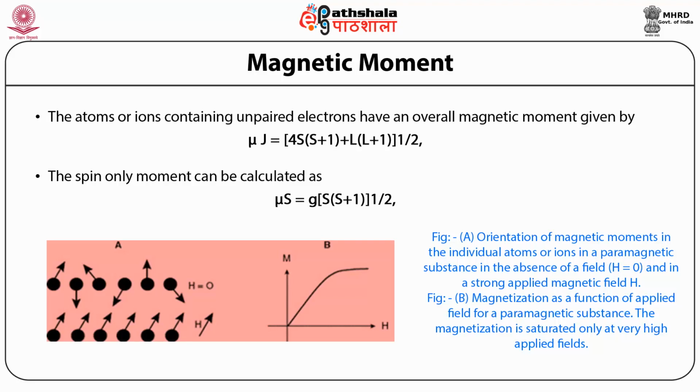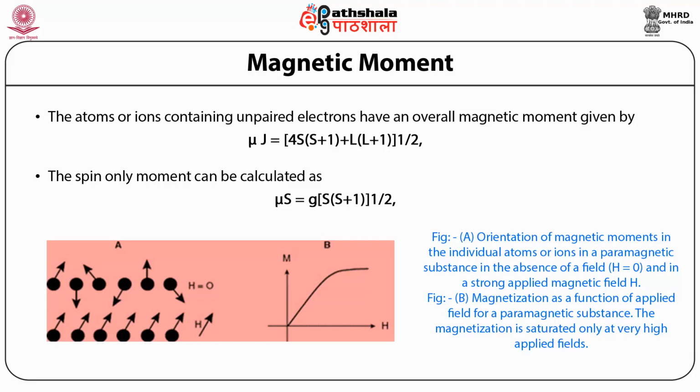1 BM is equal to eh by 4 pi mc. By putting in the values, we will get the constant value in erg per gauss per electron, where e and m are the charge and mass of the electron respectively. h is the Planck constant and c is the velocity of light. Bohr magneton is also represented by the symbol mu B, and 1 mu B is equal to the magnetic moment of an electron in the first Bohr orbit.